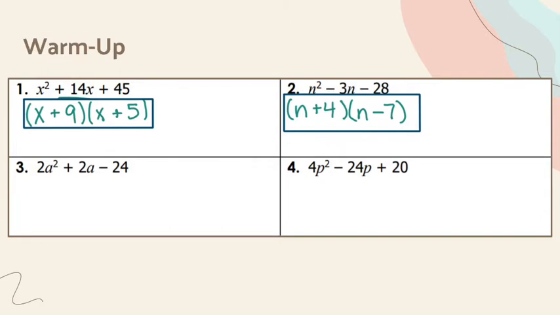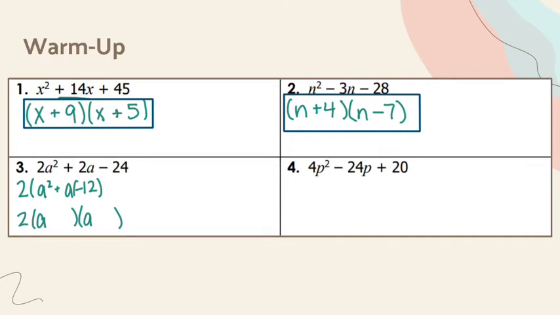On number 3, we have to take a greatest common factor out first. So we're going to take a 2. And that leaves us with a squared plus a minus 12. Then we factor what's left inside. And now a equals 1, so we can just put our variables in.